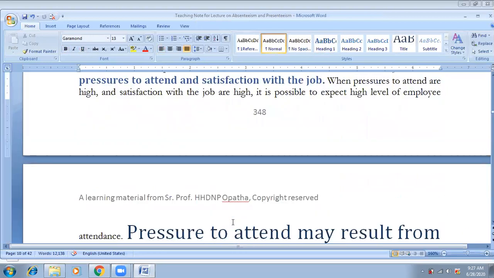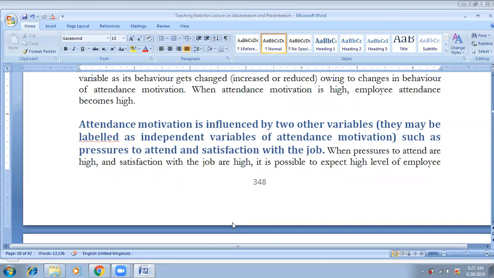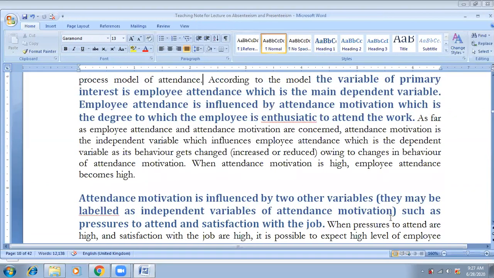Okay, then attendance motivation is influenced by two other variables. You can see here the primary variable of interest is employee attendance, and that is influenced by attendance motivation. What is the meaning of attendance motivation? That's the degree to which the employee is enthusiastic to attend the work. That attendance motivation is influenced by two other variables. They may be labeled as independent variables of attendance motivation, such as pressures to attend and satisfaction with the job.